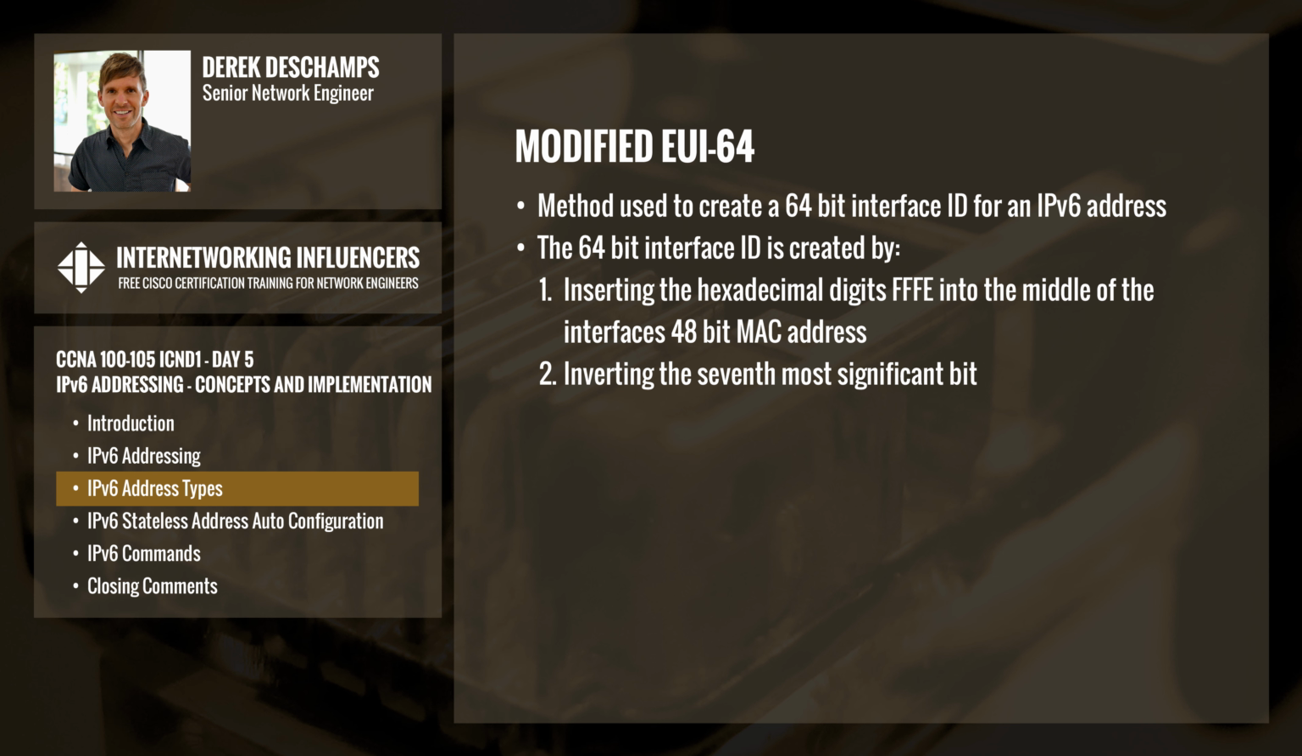Modified EUI64 is a method used to create a 64-bit interface ID for an IPv6 address. The 64-bit interface ID is created by inserting the hexadecimal digits FFFE into the middle of the interface's 48-bit MAC address, and then inverting the 7th most significant bit.